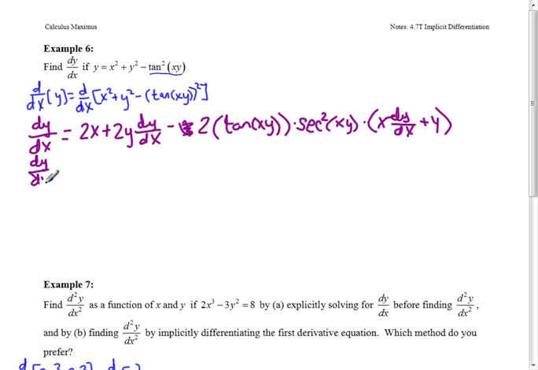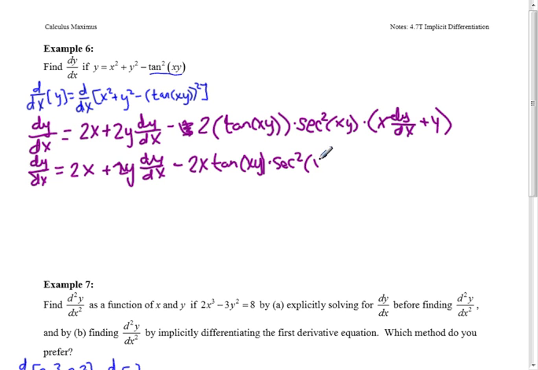So I get dy/dx equals 2x plus 2y dy/dx. Alright, now I need to expand this out. I notice I have a 2 and an x. I don't want to forget that x. So I'm just going to bring it to the front. So minus 2x times tangent xy times secant squared xy, dy/dx.